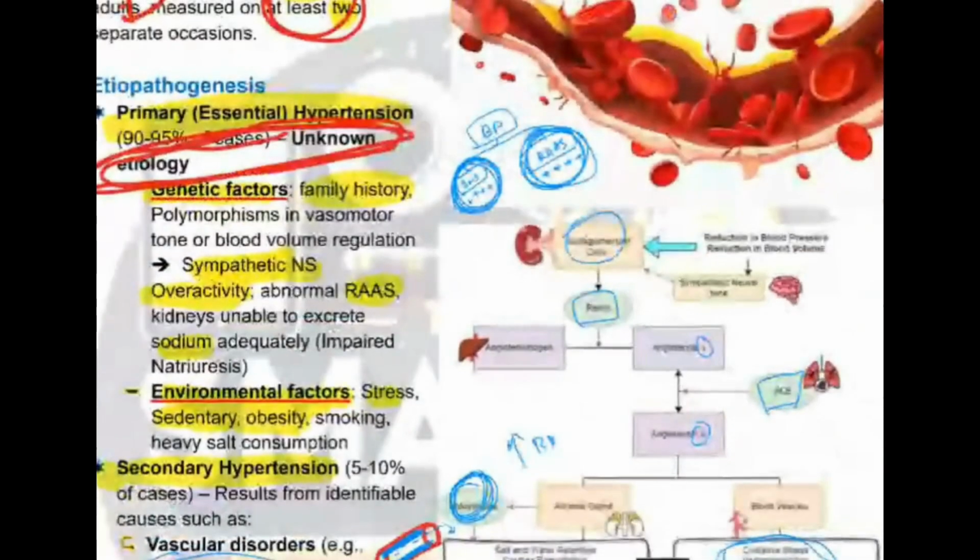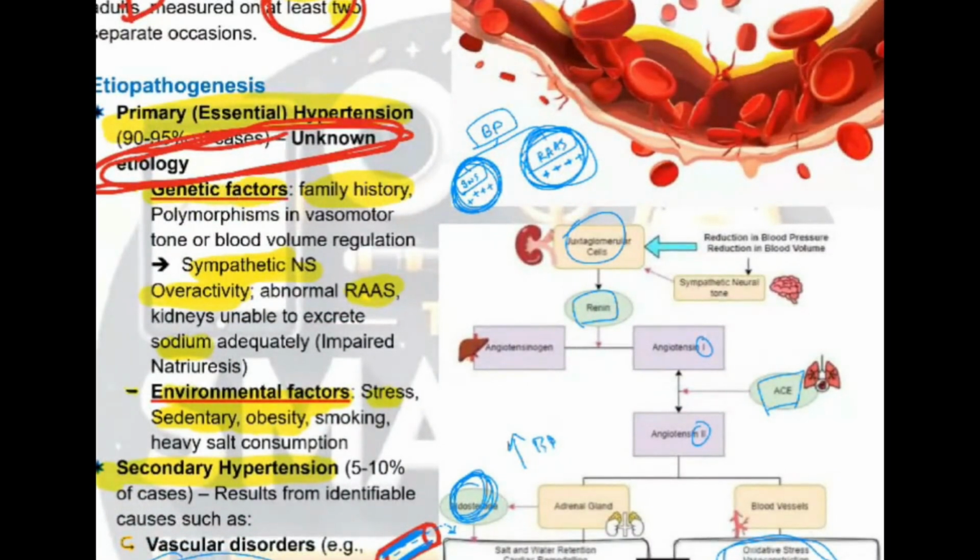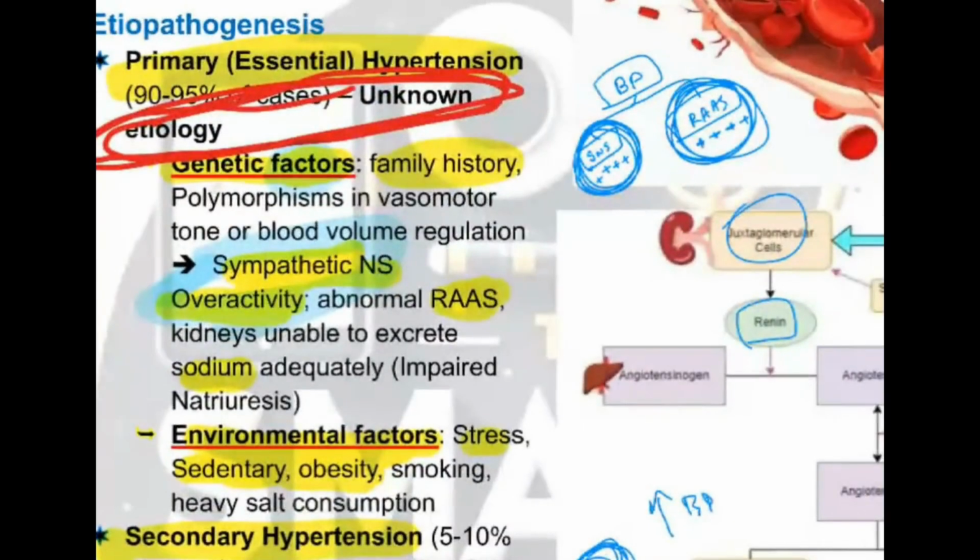Why it occurs: primary, secondary. Primary means we don't know the definitive cause, but we can guess. So we can't write guesses, so we'll say it is factors. So genetic factors, environmental factors. Genetic factors means a familial history will be there. In such people, what we see is sympathetic overactivity, overactivity of the sympathetic system, or abnormal activation of RAS.